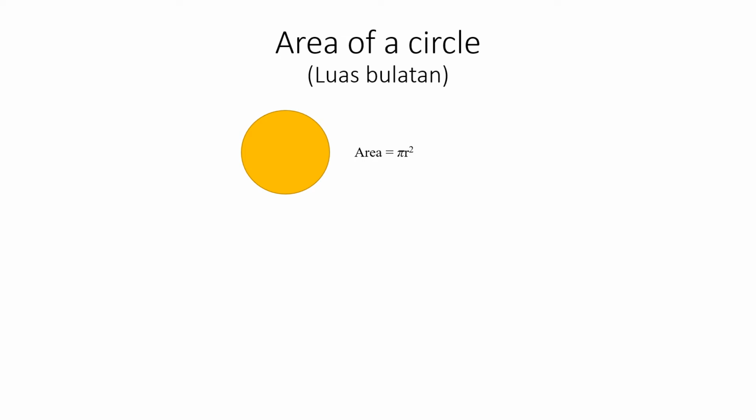The formula for the area of a circle is pi r squared. Let's see an example question. The area of a circle is 75.46 cm squared. Calculate the radius. The question asks you to use pi equals 22/7.